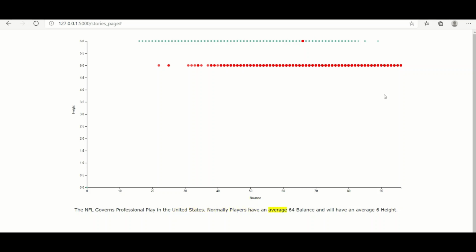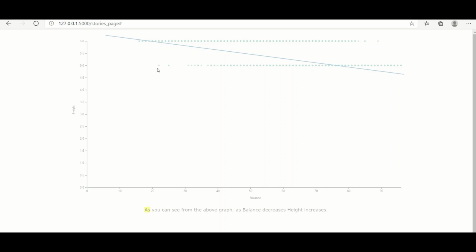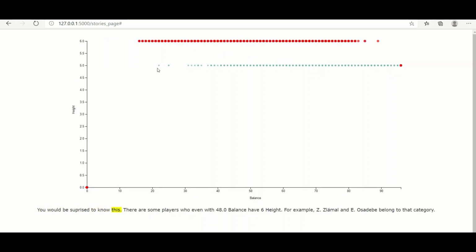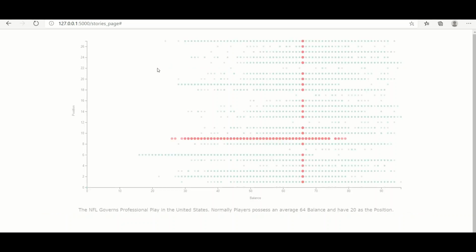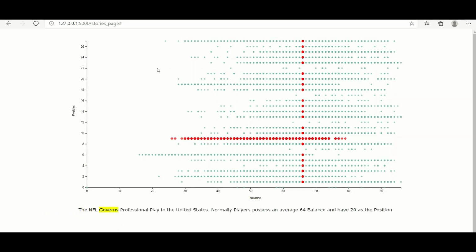Normally players have an average 64 balance and will have an average 6 height. As you can see from the above graph, as balance decreases, height increases. You would be surprised to know this. There are some players who even with 48.0 balance have 6 height. For example, C's Lamal and EOS 8B belong to that category. The NFL governs professional play in the United States.